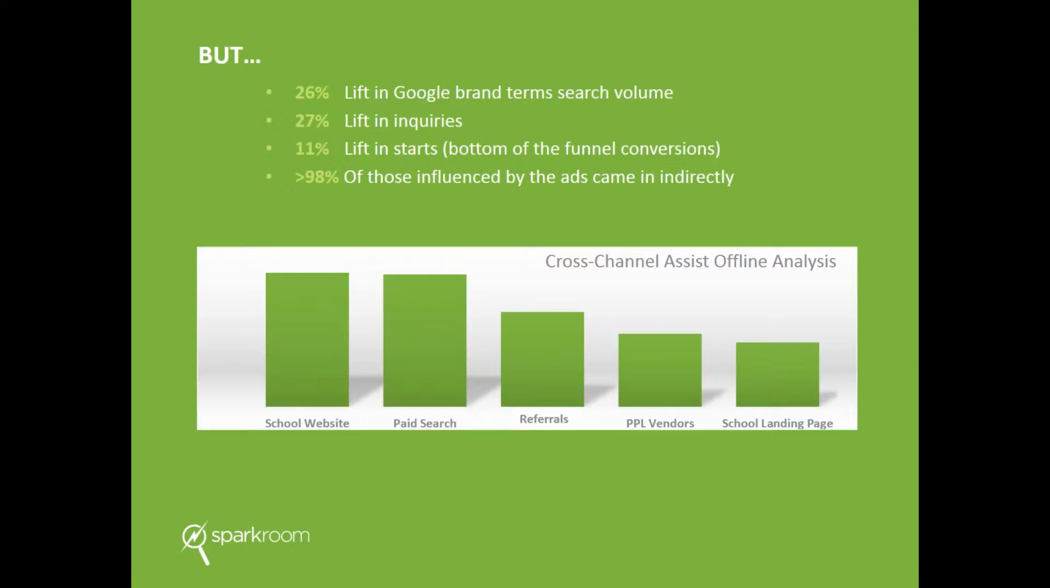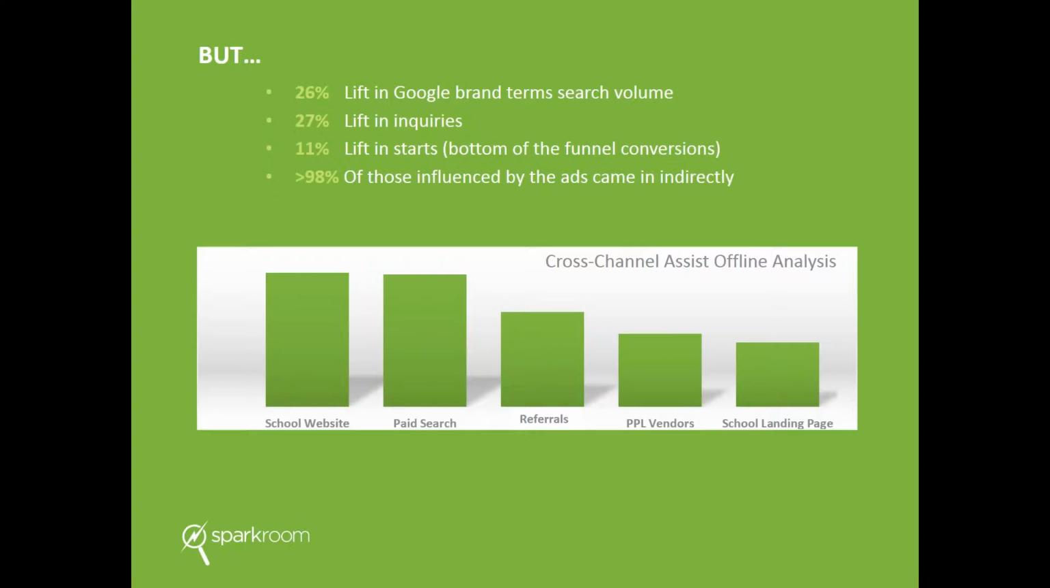But when we did the closed loop analysis, that means that, hey, those people that we've targeted, did they end up becoming a student? And so 90 days after, when we did our analysis, we've realized that we've first provided a lift of 27% in inquiries, meaning there's a lift that was attributed to this campaign from users who have ended up in other channels inquiring about the school. Okay. Also, a bottom of the funnel lift of 11% in starts.